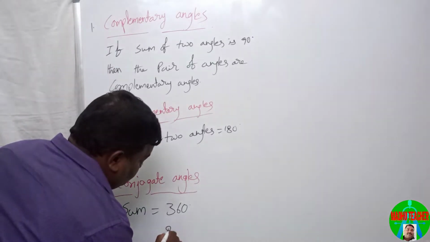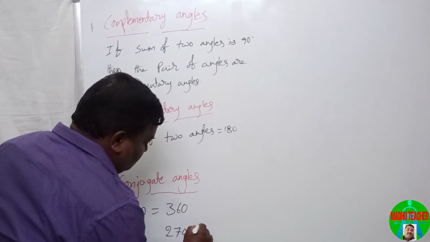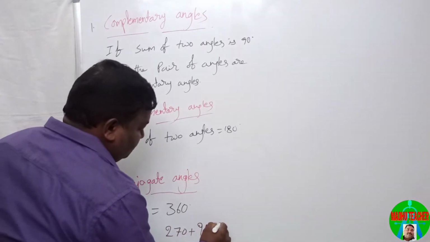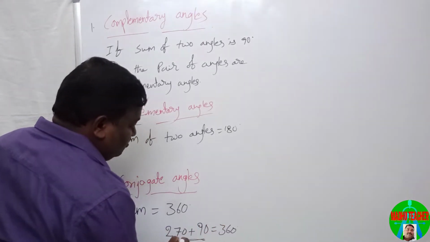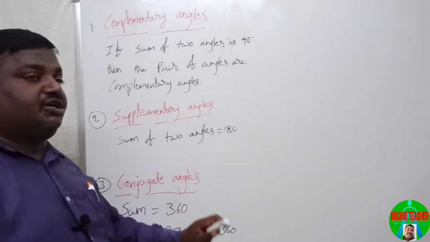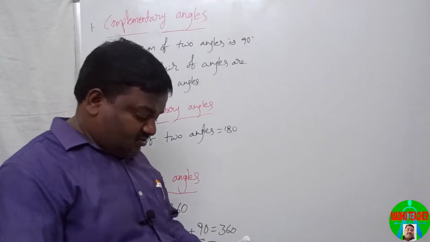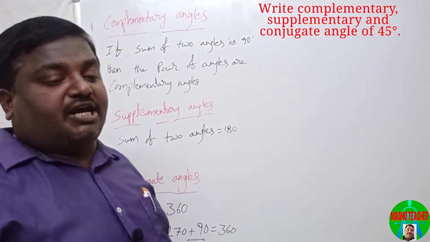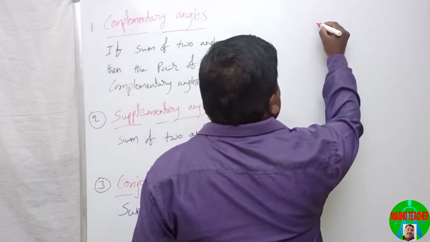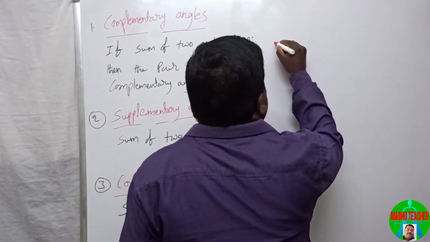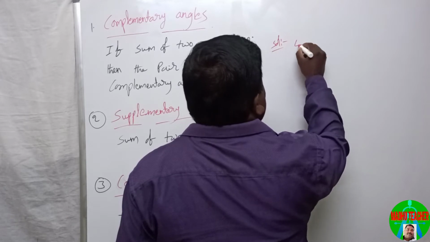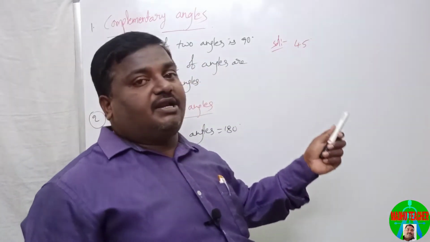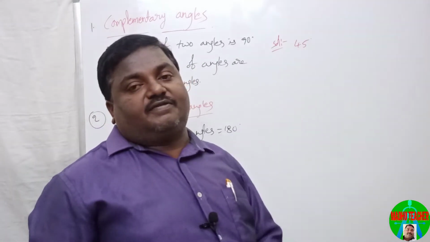Suppose 270 plus 90. 270 plus 90 is 360 degrees. So 270 and 90 are conjugate angles. Let us see one example. Write the complementary, supplementary and conjugate angle of 45 degrees. Right? Complementary, supplementary and conjugate angle of 45 degrees.